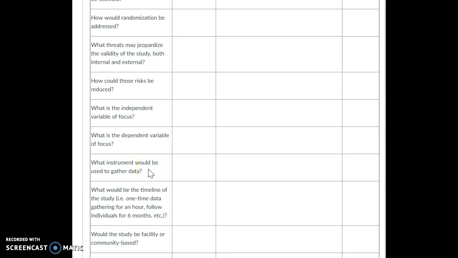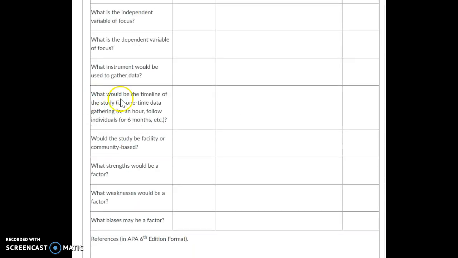What instrument would be used to gather data? So this is like, would you use a specific tool, a Likert scale, questionnaires of different kinds, that kind of thing. What would your timeline be of the study? So even if you didn't put a time specific on your question, just a general timeline of how long you would follow that. So would the study be in facility or community based? Because nursing is applicable, both in and outside of the facilities. What are the strengths and what would the weaknesses be? And then what biases could there be as well?